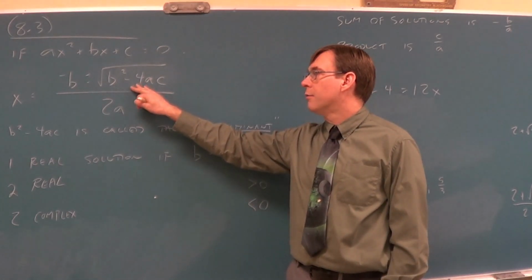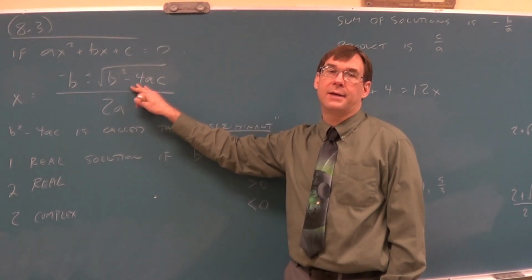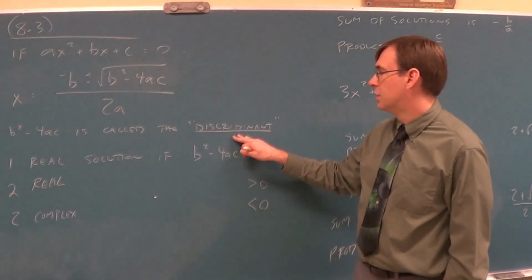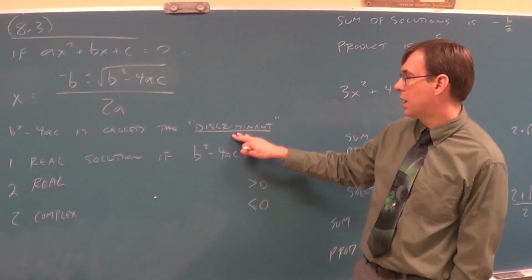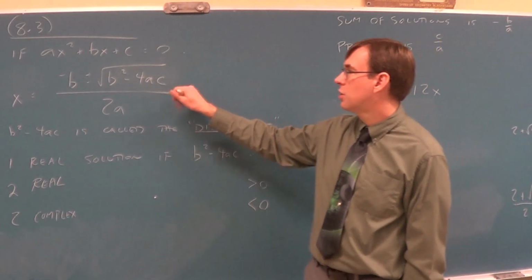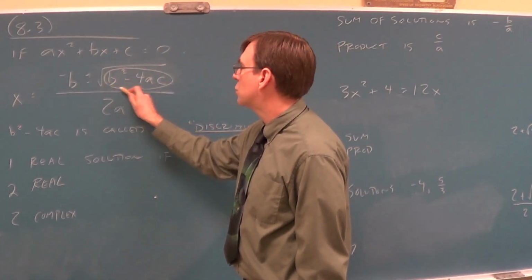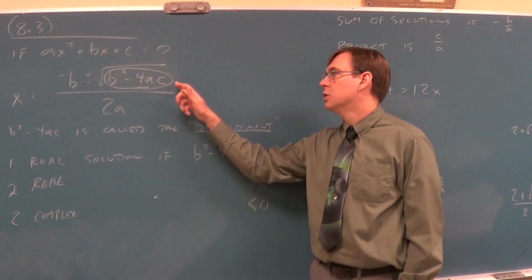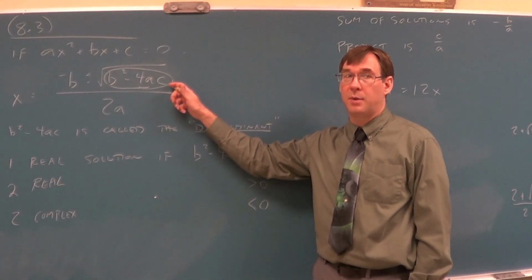The part that's under the root, because it can do some different things, has been given a name over time by math people, and that name is the discriminant. So today when I talk about the discriminant, I'm just talking about this b squared minus 4ac part that's under that radical sign.